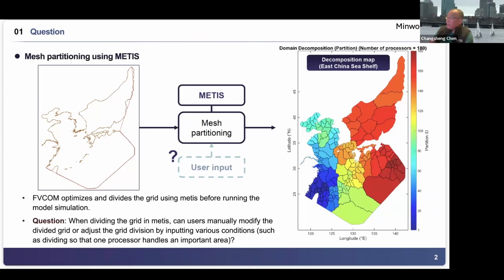Sorry, in the dike module, can you ask for a certain region to go to specific processors? Is that true for the dike module? The dike module, not the die module. The dike module.